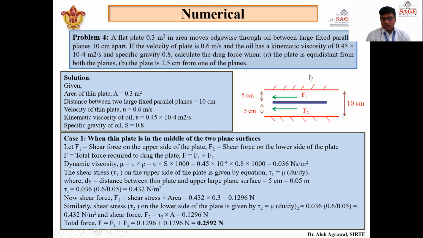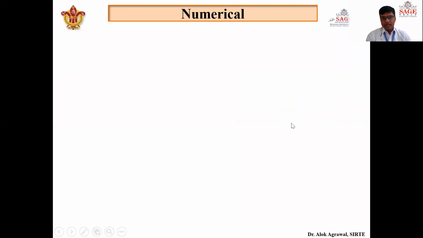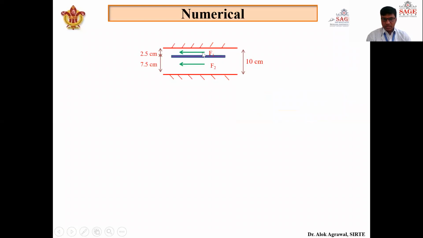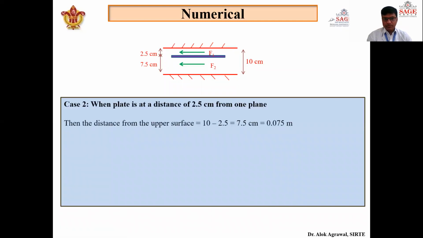Now in the second case, the plate is not at the center of the parallel planes, it is at a distance of 2.5 centimeter from one plane. So obviously it will be at a distance of 7.5 centimeter from the second plane. So let us move to the second condition. Here we have considered that the plate is moving in such a way that its distance from the upper plate is 2.5 centimeter and its distance from the lower plate is 7.5 centimeter. Okay. So a similar calculation we have to do.